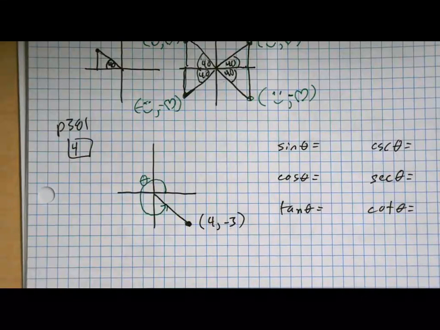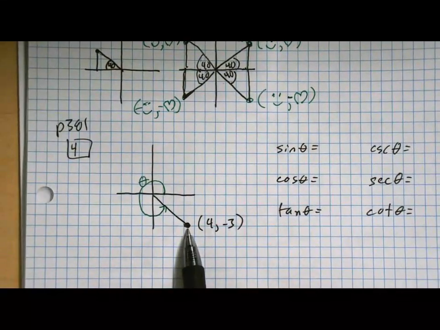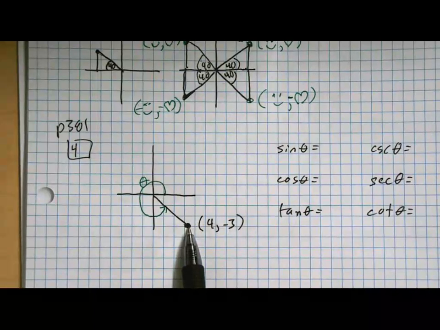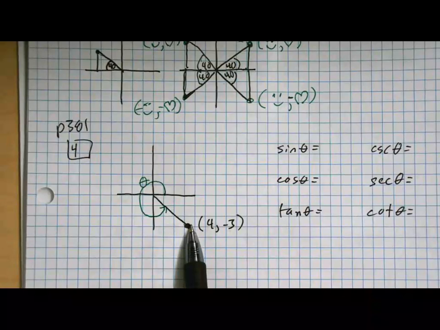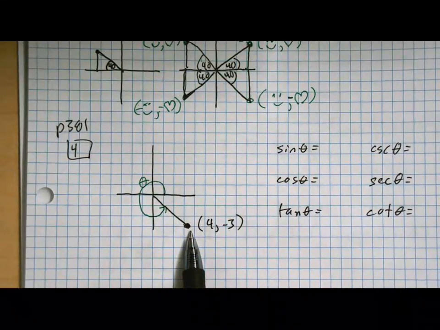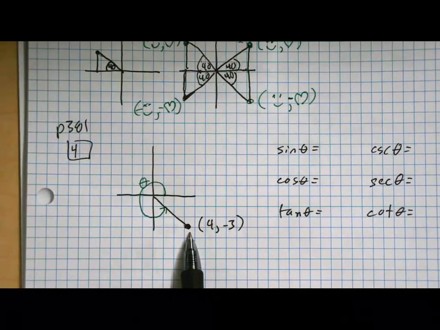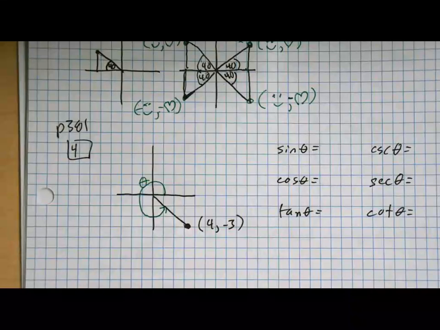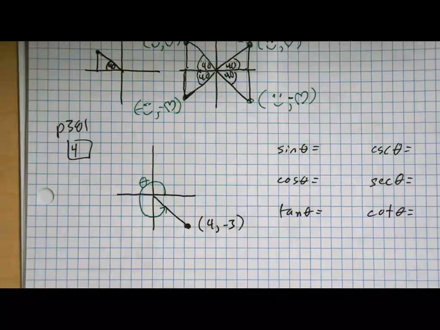A couple questions while people are getting stuff copied down. Is this point going to be on our unit circle? Is this point on the unit circle? It is not on the unit circle. How do we know it's not on the unit circle? What's the radius of the unit circle? 1. This is outside of that, right? So it's not on the unit circle, but that's okay. We can still use what we know about angles, and we can use reference triangles.